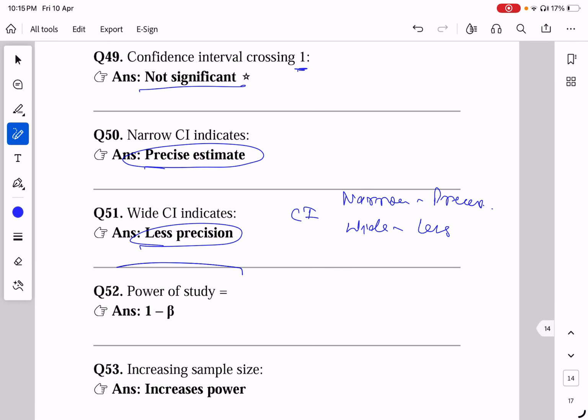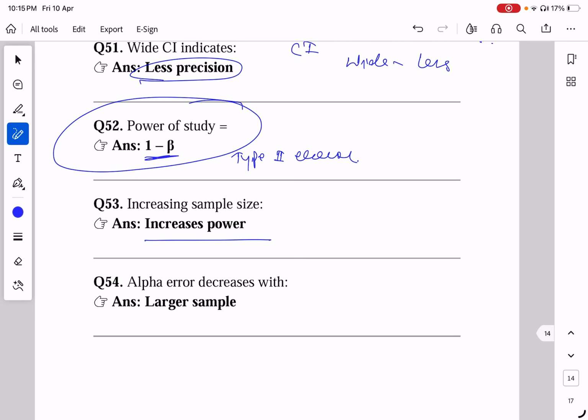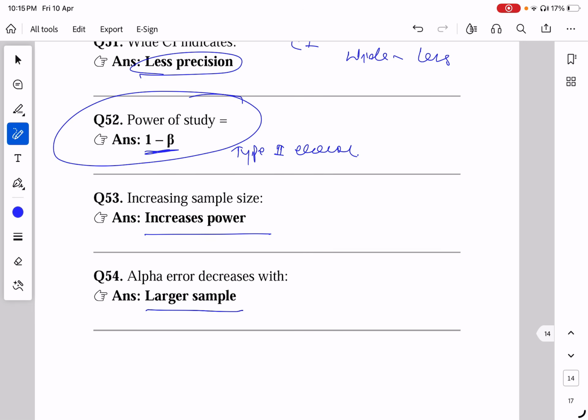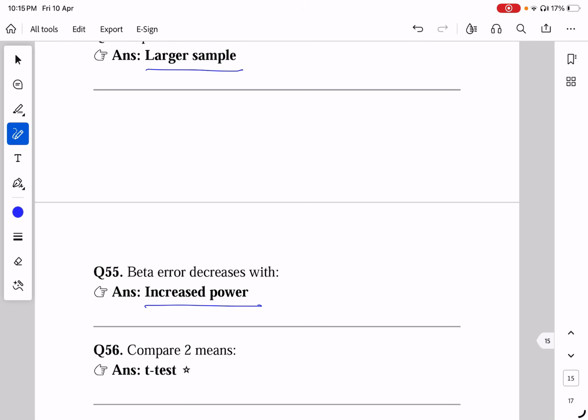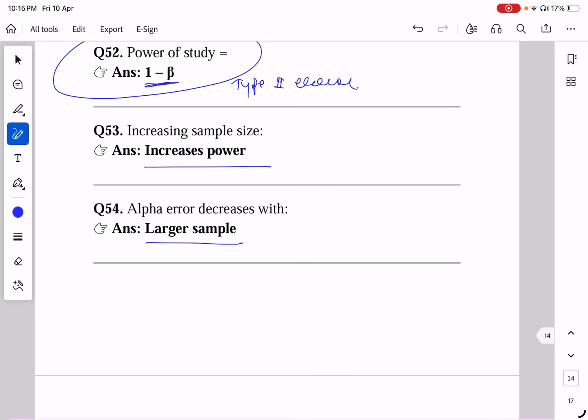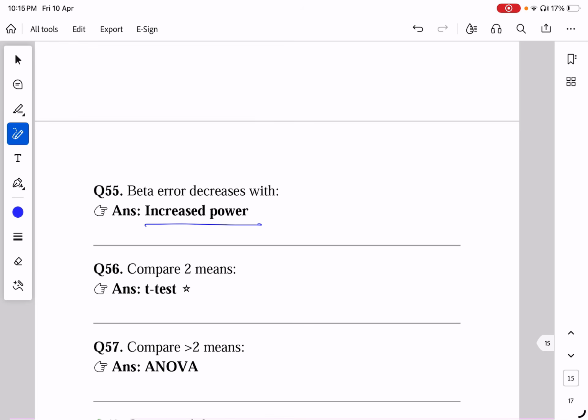Power of study: how to calculate? 1 minus beta, where beta is type 2 error. So power of study is 1 minus beta. Increasing sample size increases power. Alpha error decreases with larger sample. Beta error decreases with increased power. As we have seen, the formula for power is 1 minus beta, so beta error decreases with increased power.